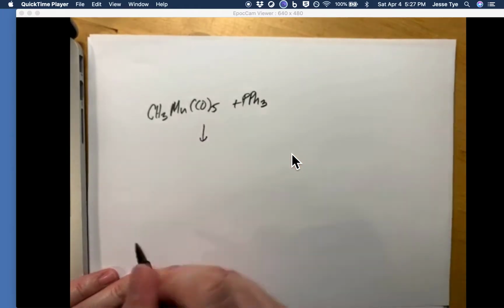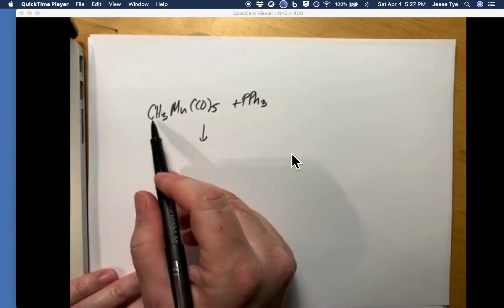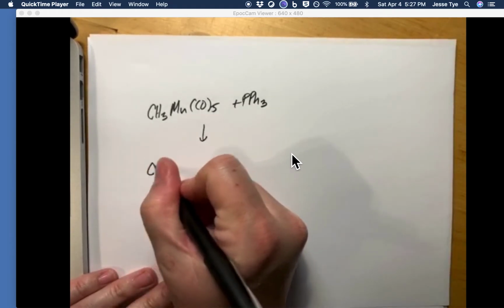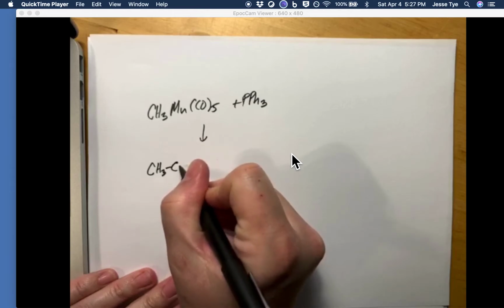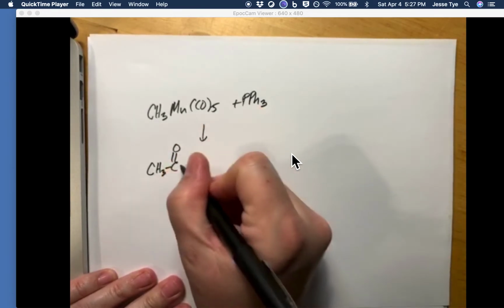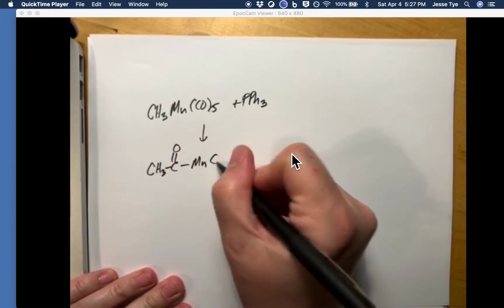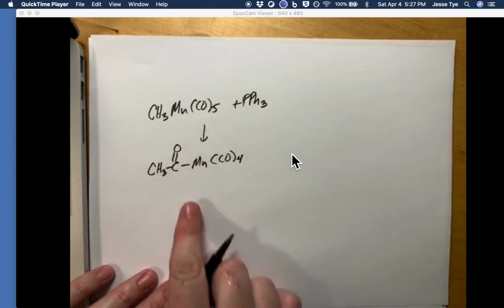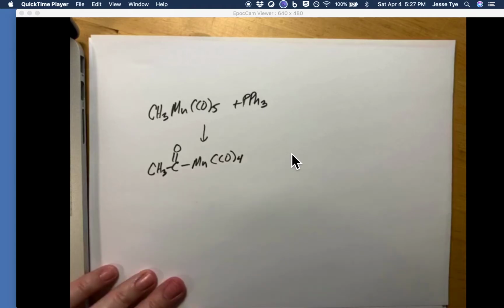If you wanted to show it just with formulas, what would happen is this CH3 would end up attacking one of the COs, and so you'd get CH3C=O Mn(CO)4. That would be your intermediate. This is what initiates the reaction.